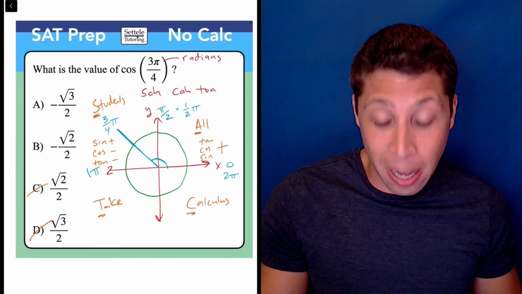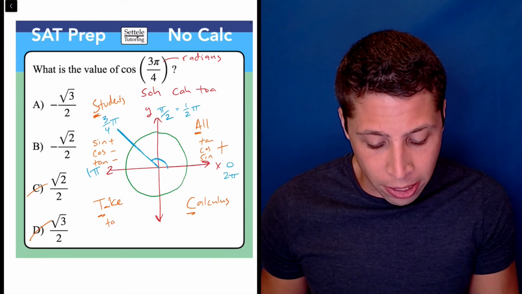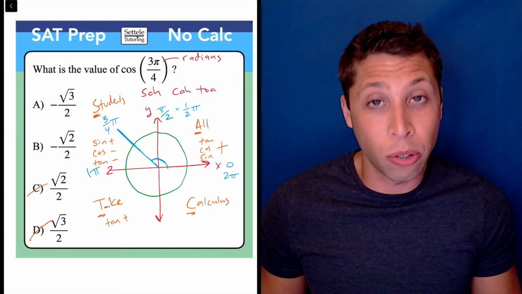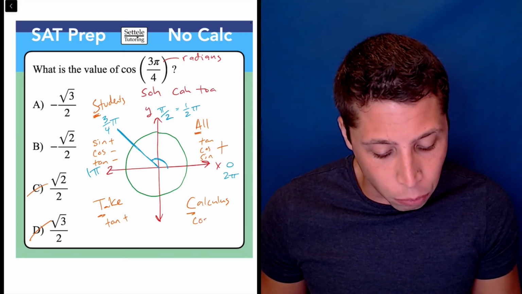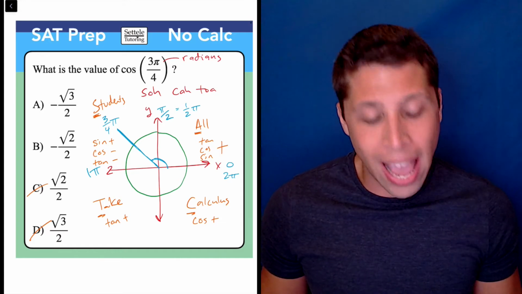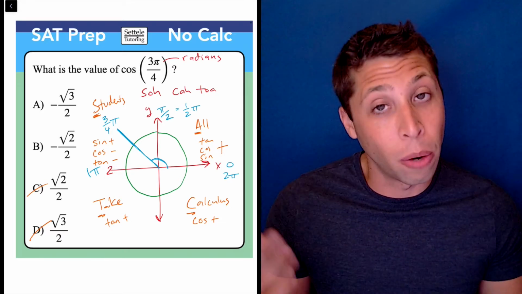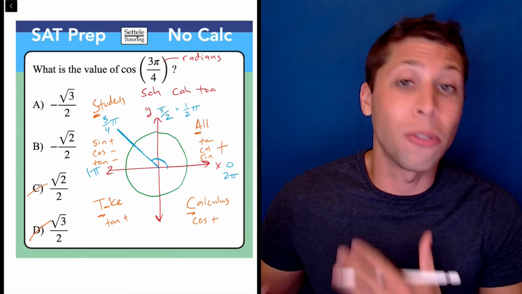Just to finish this up, in the third quadrant down here, tangent is positive, cosine and sine are negative, and in the fourth quadrant, cosine is positive, and sine and tangent are negative. So it's a little annoying, but all students take calculus.